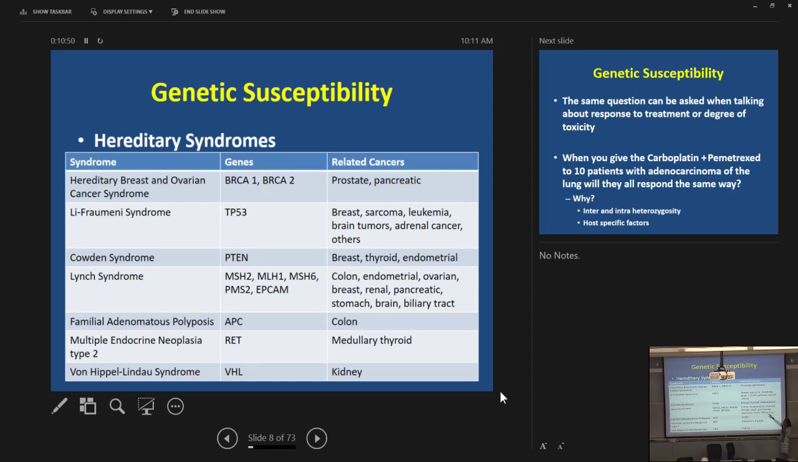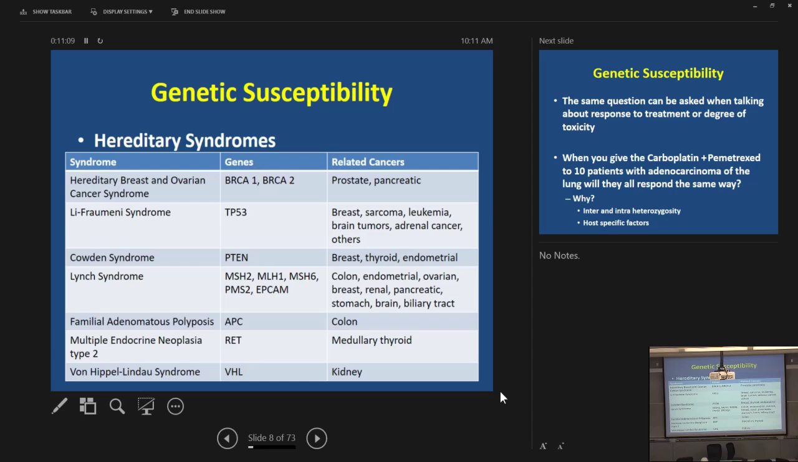Lynch syndrome is associated primarily with what cancer? Colon cancer, okay. And then there's this APC, or the familial adenomatous polyposis, right, which is a familial syndrome that occurs with colon cancer. And what's unique about that?